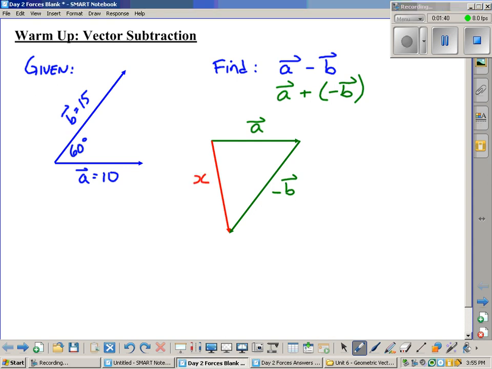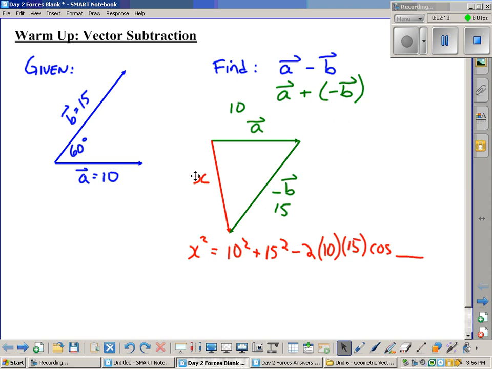So I'm going to call that x, and we'll use the cosine law to solve for this, just like we did yesterday. So in this case, it's going to be x squared equals, let's get some numbers on here. A was 10. B was 15, and you'll notice it's still positive 15 because it's a magnitude. The negative just means its direction. So it's going to be x squared equals 10 squared plus 15 squared minus 2 times 10 times 15 cos of something, the angle between them.